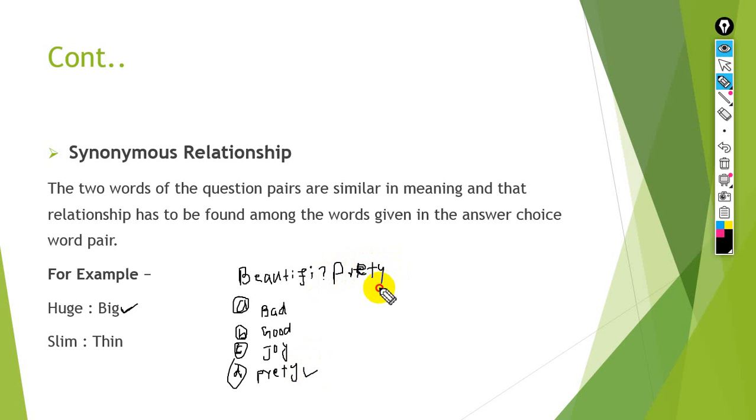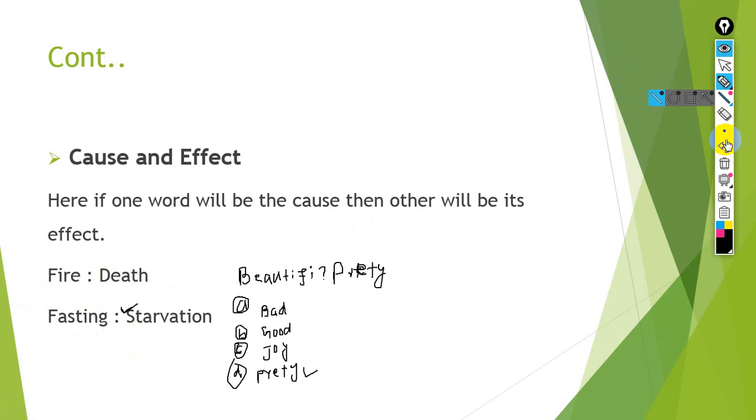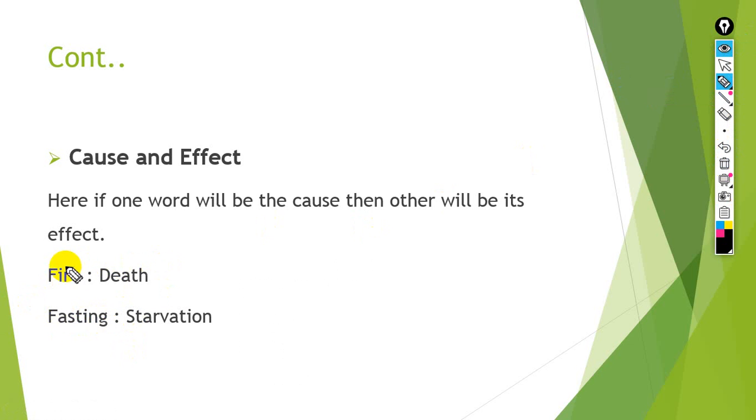Okay, next what we have is cause and effect. For example, fire causes death, fasting causes starvation. In this case, we will have a word and the cause of that word. For example, fasting will cause starvation.